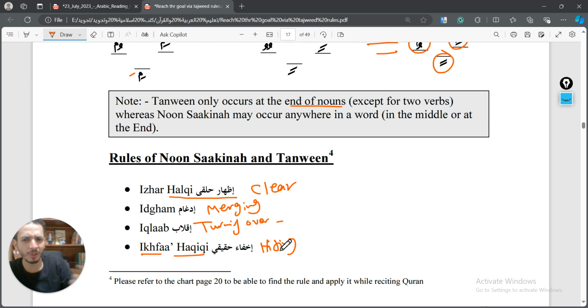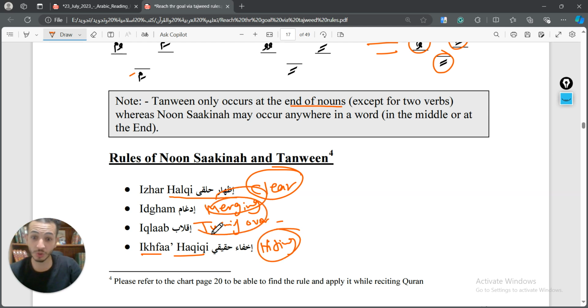Last question: based on what should I apply that change? When should I make the Noon clear? When should I hide it? When should I merge it? When should I turn it over? All this is determined based on the following letter that falls after the Noon Sakina or the Tanween. That's it. What we're missing now is to go lesson by lesson. I will tell you, when you find those letters, make the Noon and Tanween clear. When you find such letters, hide the Noon and the Tanween, and so on. That's everything about the Noon and the Tanween so far.